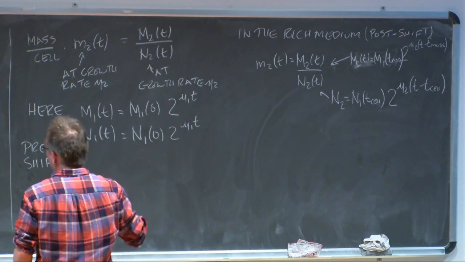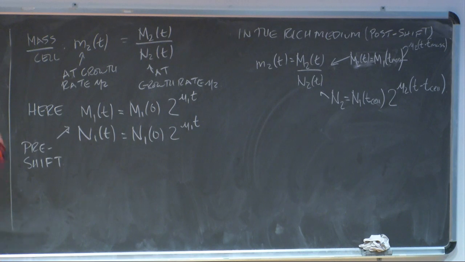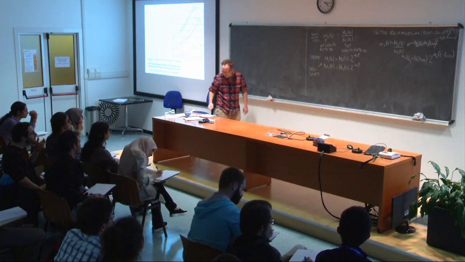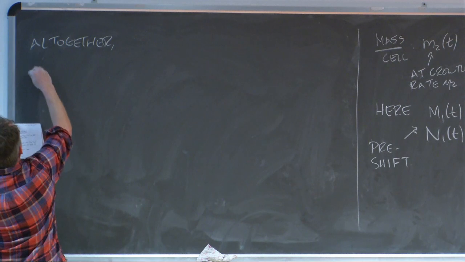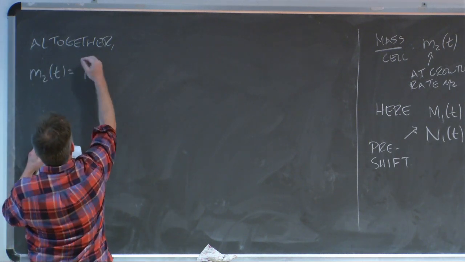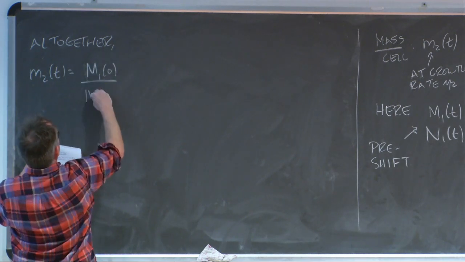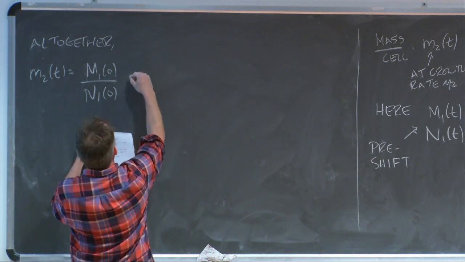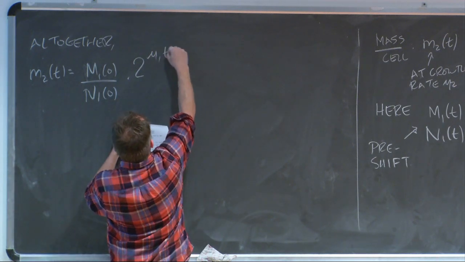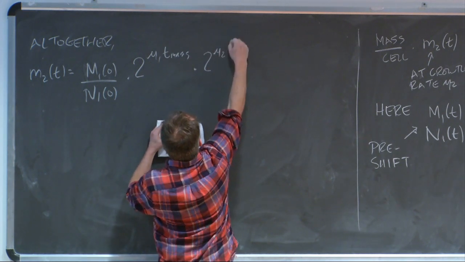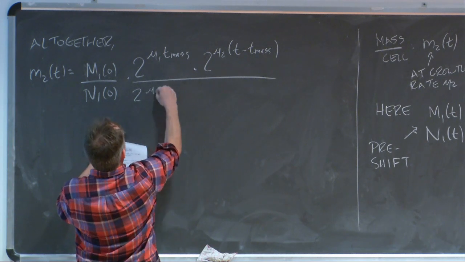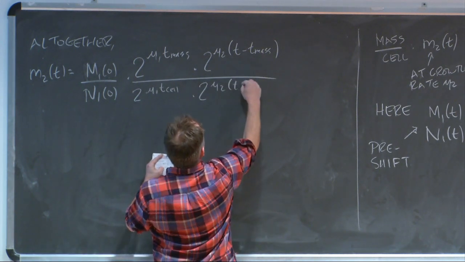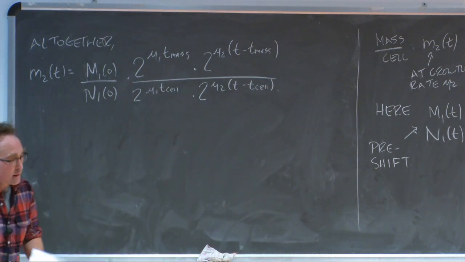Let's bring it all together. All right, this will take just 5 minutes. So then, all together, this M2 at time t is going to be M1_0 over N1_0, these initial conditions, times 2 to the mu1 T_mass times 2 to the mu2 (T minus T_mass), divided by 2 to the mu1 T_cell times 2 to the mu2 (T minus T_cell). And let me take a step back.